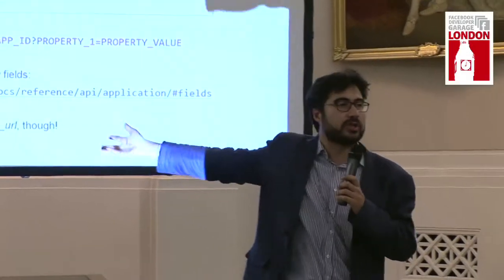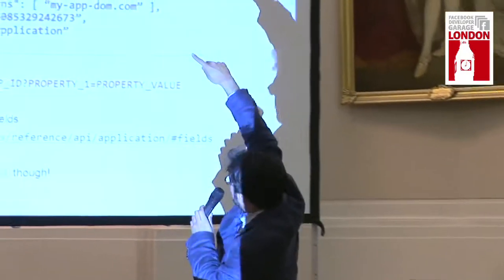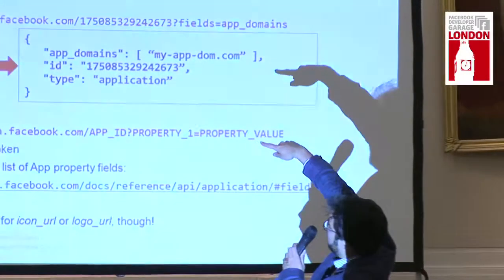Some of it is open to the public, so things like the application name or the monthly active users, all of that is available without an access token, right? That's public information. But if you want to find out an application's callback URL, you need to use that application token itself. So here's an example call.